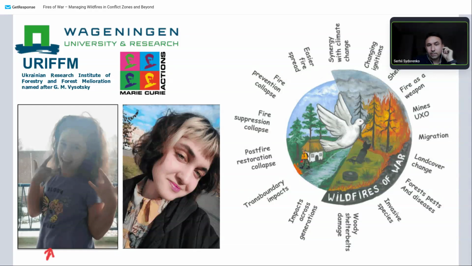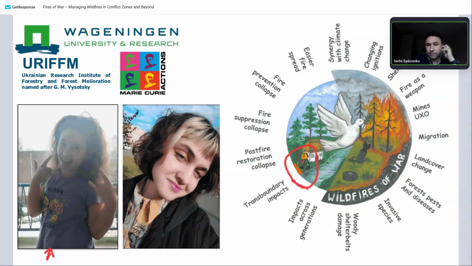As you see, in the center of the graph is a pigeon, a symbol of peace, because we believe that all of our treatments and steps to reduce risks can be done more effectively when the war actually stops. During the war, we are very limited in the tools that we can use, and our impact is also limited. Here on this abstract, you also see this fire lady.